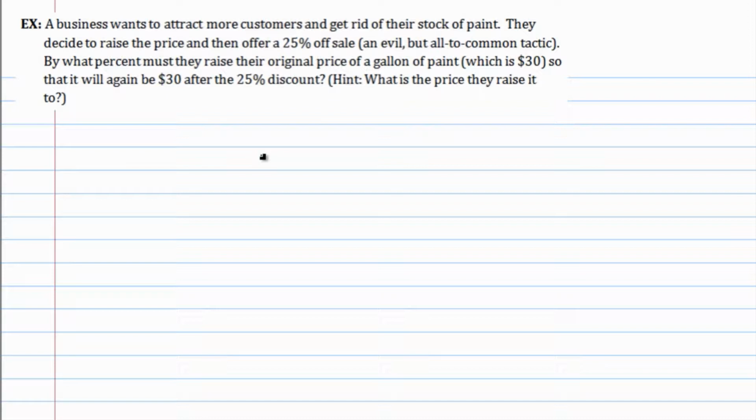In other words, they originally have a $30 price tag on that paint, and they're going to increase it by a certain percentage, and then a couple days later say, hey, look, we'll give you 25% off of that, and actually sell it for 30 bucks, which was their original pricing. And then I have a little hint here, what's the price they raise it to. So first of all, we've read the problem. We understand what's going on, hopefully.